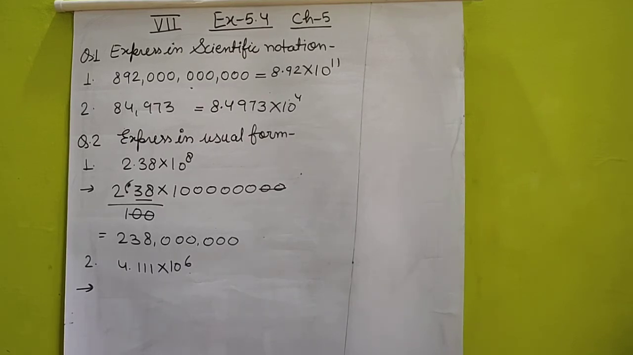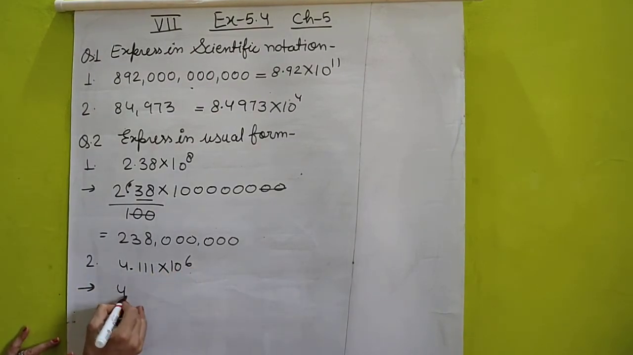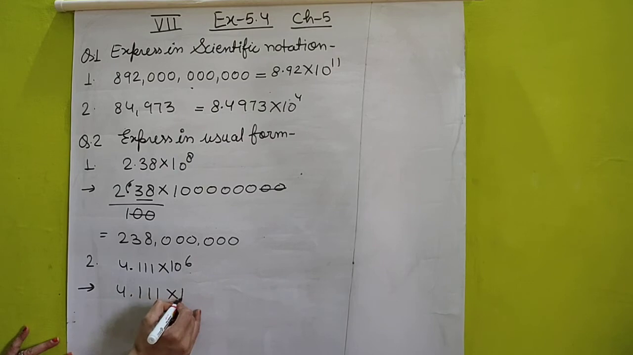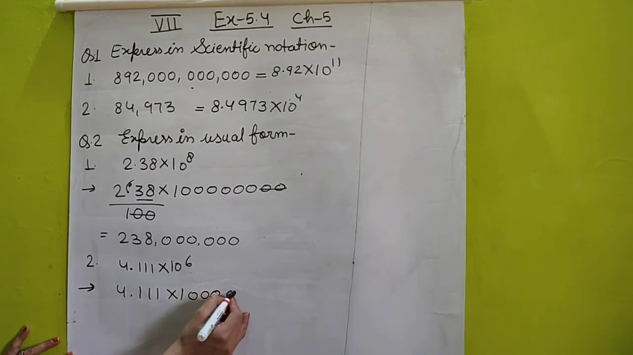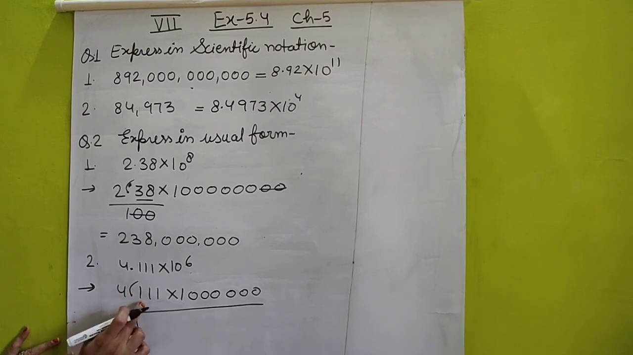Second part, students: 4.111 multiplied by 10 to the power 6. It will be 4.111 and then 1 2 3 4 5 6 zeros. Now we can remove the decimal. So 1 2 3 digits, so 3 zeros will come.